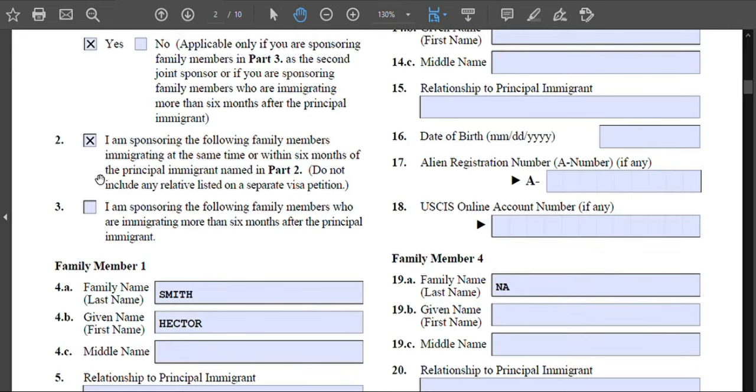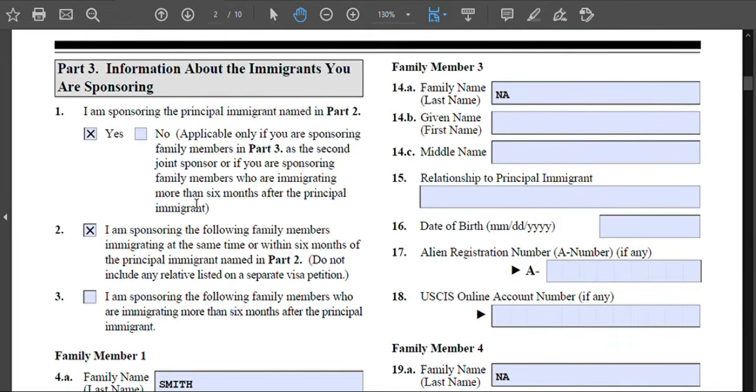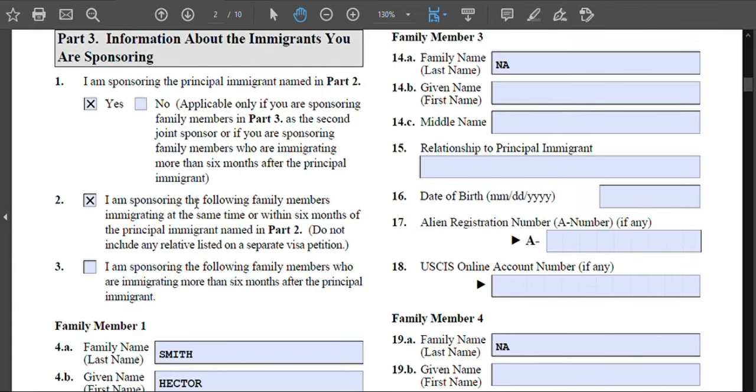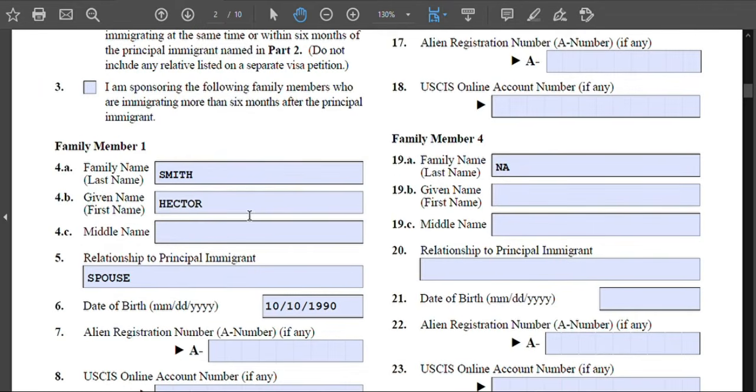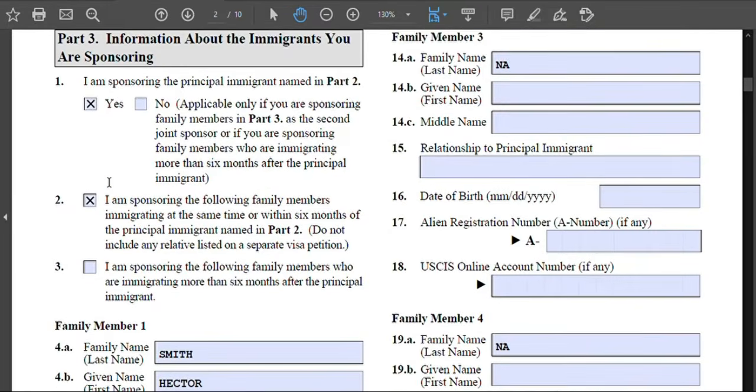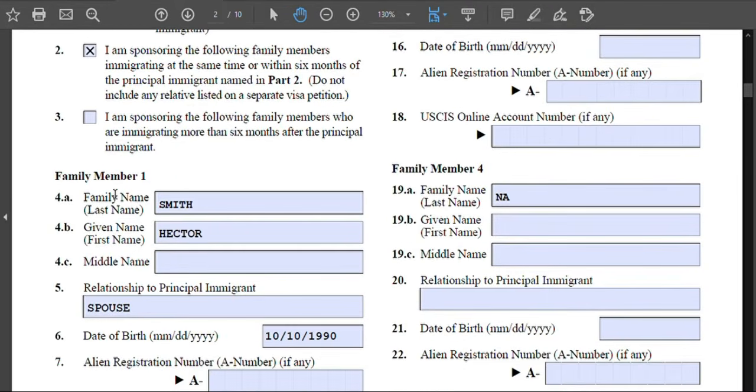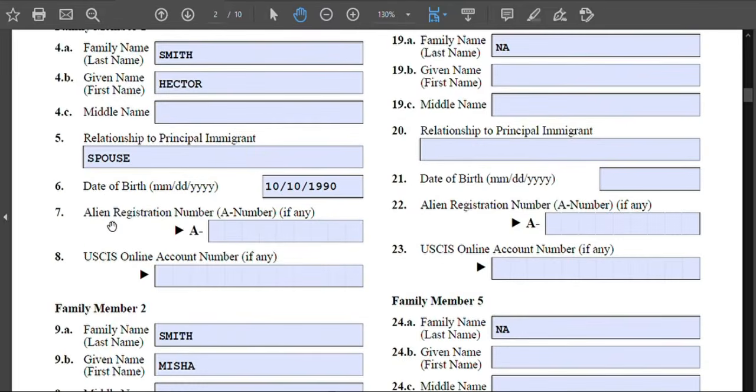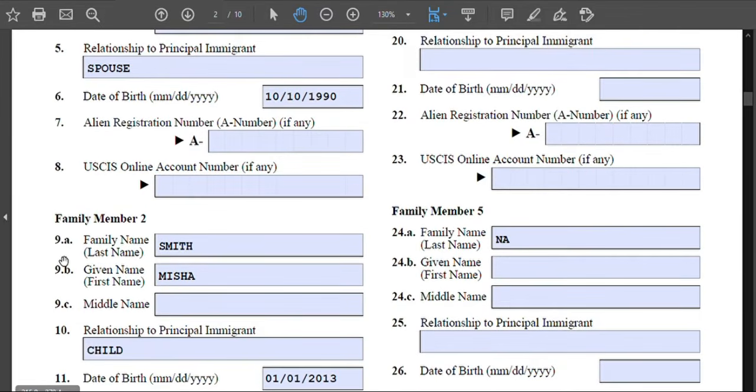But again, this happens in rare situations. And if you are still confused about who is the principal and who's the derivative applicant, I do have a video explaining this in detail. Like I said, the derivatives will have to be included in this section, section 3. So we here included Mary's spouse and also later on her child.